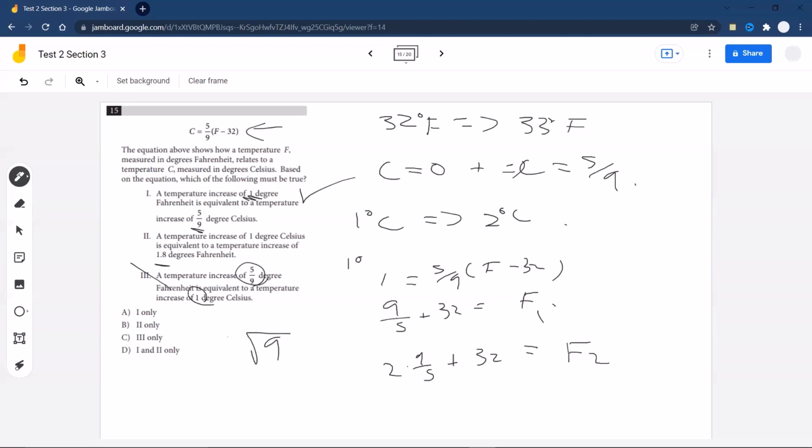So what's 1.8? If we divide 9 by 5, we get 1.8. So if we look at this temperature and this temperature, the increase is in fact 1.8. It's 9/5. It's going up by 9/5. And so statement 2 is also true. Therefore, the correct answer here is D. Great.